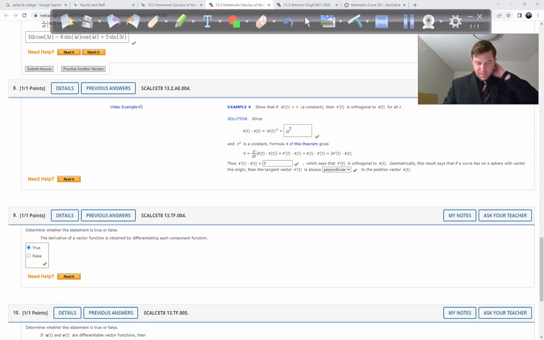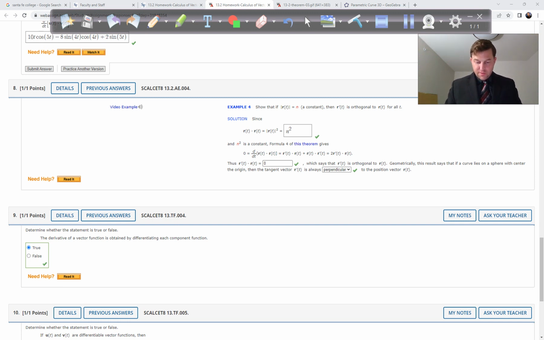Okay, 8 is a pretty simple kind of guided problem, so this will be a nice little one for us to get a win. It says, show that if the magnitude of the vector equation is equal to n, some constant, then the derivative of that vector equation is orthogonal to the original vector equation for all t.